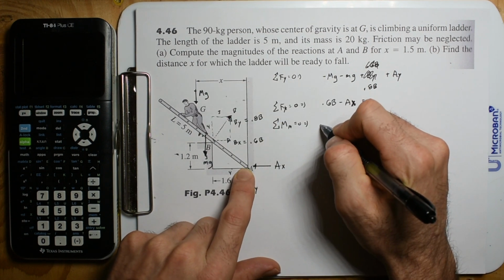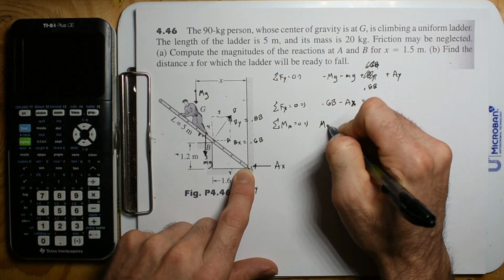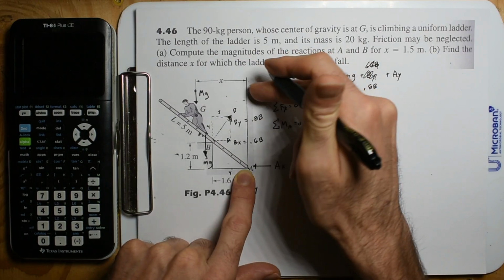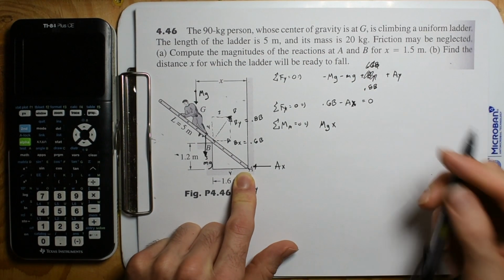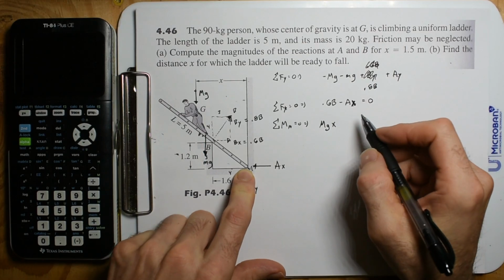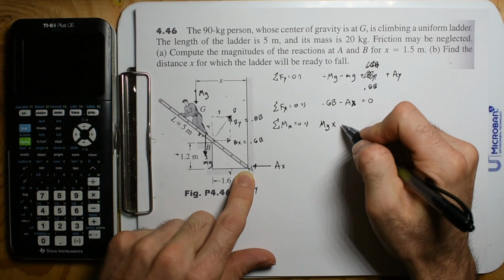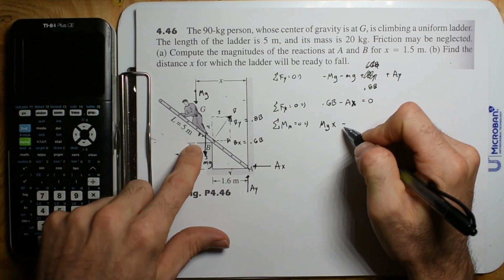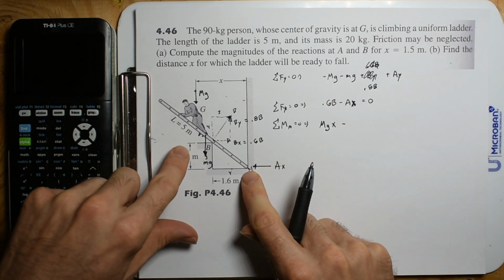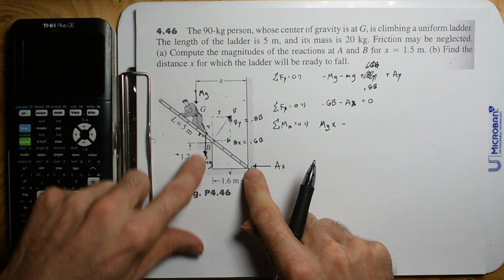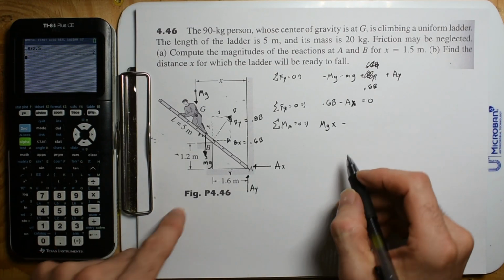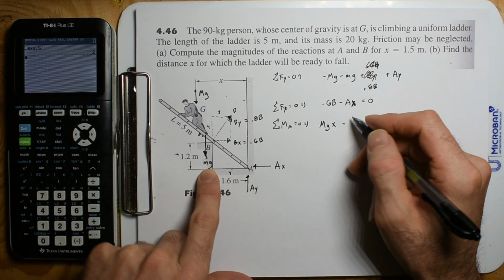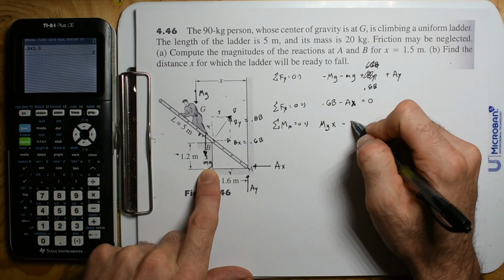So we're going to have positive Mgx, the weight of the guy at distance x. Now we're going to have the weight of the ladder. That's going to be minus, what? 2.5, but we're going to have 80% of that. So 0.8 times 2.5, that's 2. Should have remembered that. And so we're going to have minus 2 mg.